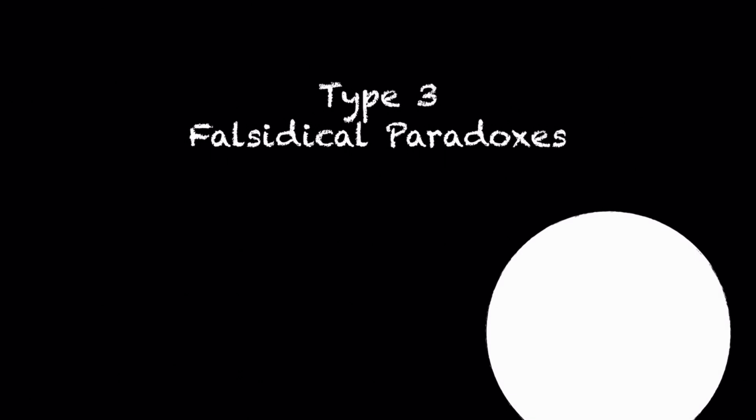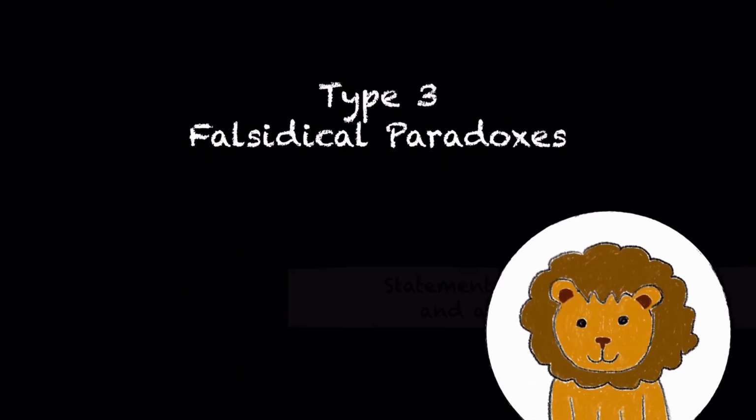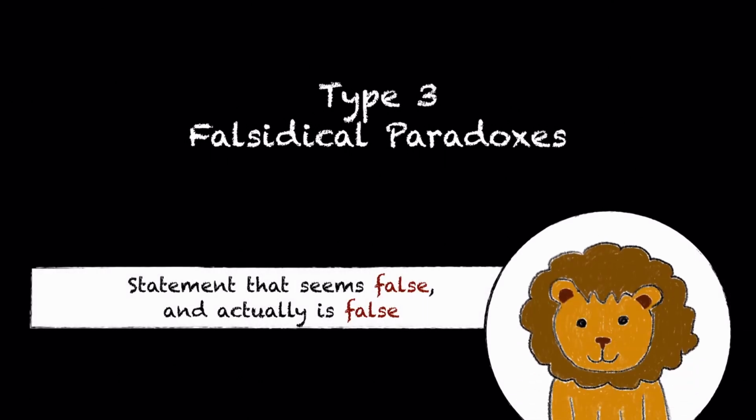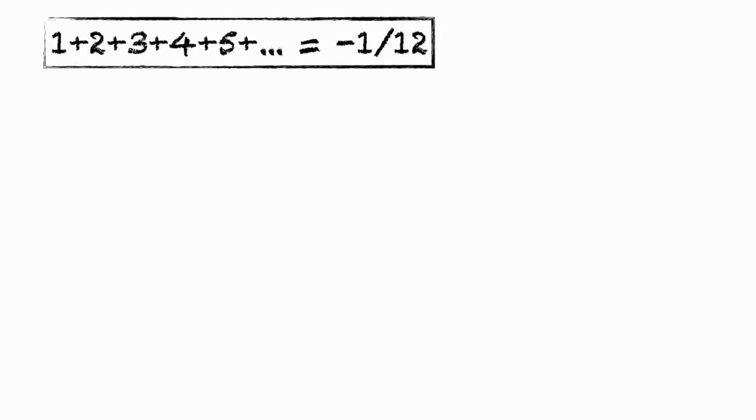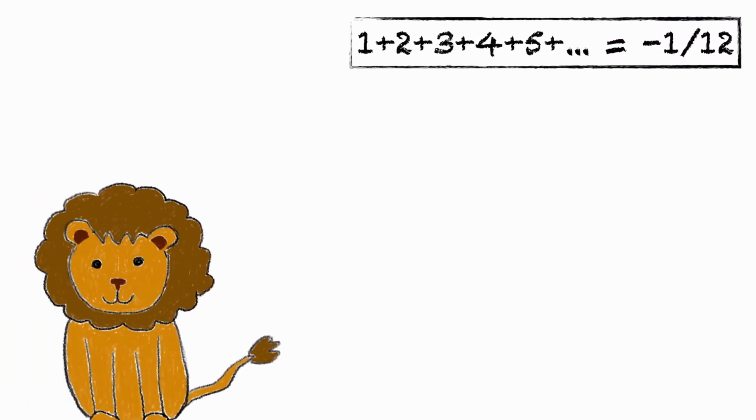Type 3 paradoxes are Falsidical Paradoxes. Introduced by Leon, these paradoxes are statements that not only seem to be false, but are actually false. Seems trivial, you think? Wait for the examples, because the first one completely broke the popular internet maths scene a few years ago. The sum of all natural numbers, 1 plus 2 plus 3 plus 4 and so on, equals -1/12. Of course, this equation seems ridiculous, and to take away the final result, it is wrong.